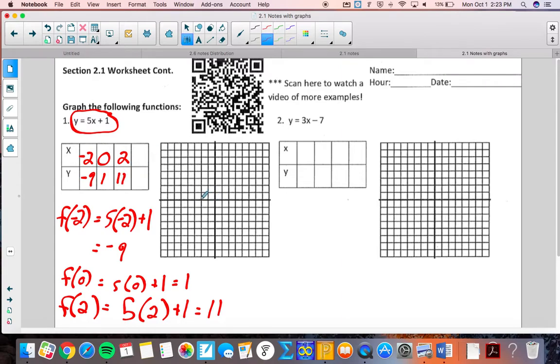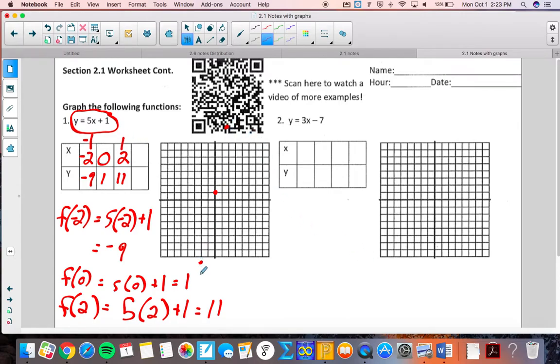So negative 2 and negative 9, let's see, 2, 4, 6, 8. That'd be right about there, just off the graph. 0, 1 is right about there. And 2, 11 would be up there. But notice these 3 red dots are basically in a line. Unfortunately, 2 of them are off the grid. So I probably should have done 1 or negative 1 and positive 1 instead.